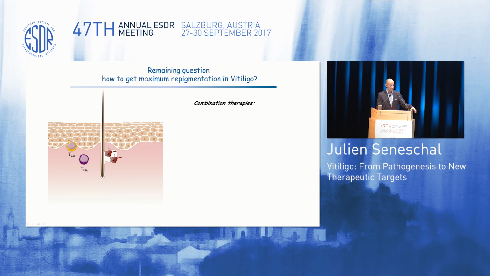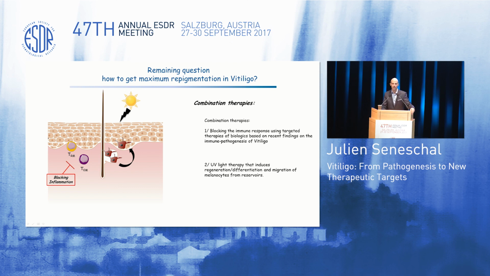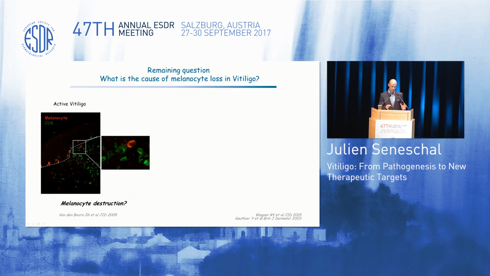So first, blocking inflammation with new therapeutic targets, but also adding UV light to induce the regeneration and migration of melanocytes from the reservoir in the hair follicle. But there is also a remaining question, because all I presented about the immune pathogenesis involved in vitiligo could be seen also in other chronic inflammatory disorders. But what is the specificity of this response to explain the loss of melanocytes remains in question, in debate.